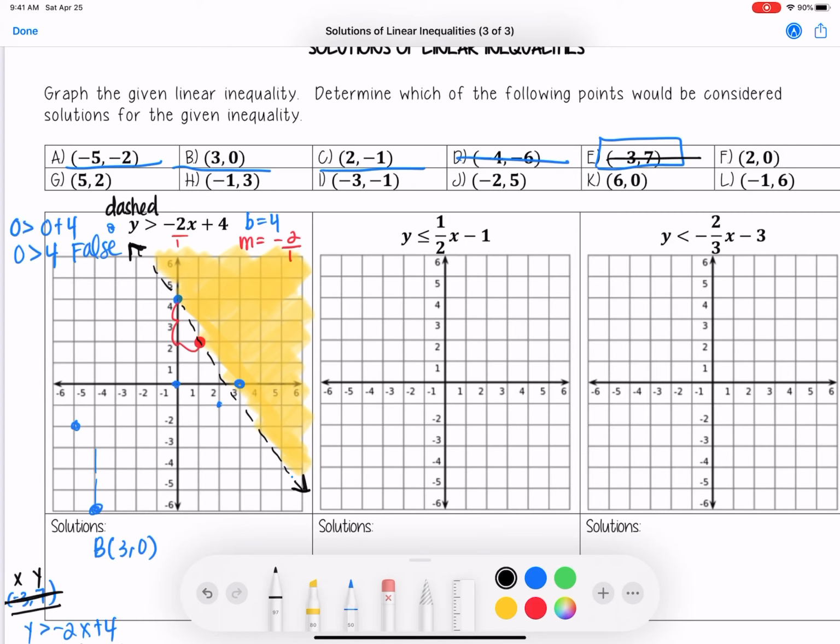2, 0 does not work. Even though it's on the line, the line is dashed, so that means it's not a solution. Okay, if the line was a solid line, then it would be. 5, 2, let me use a different color. 5, 2, so 5, 2 is up here. That's in the shaded area, so that is a solution. That's G. Another one is negative 1, 3, negative 1, and then up 3. That is a solution. That's H.